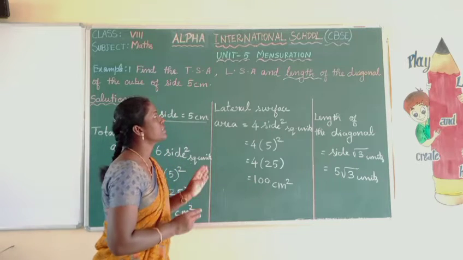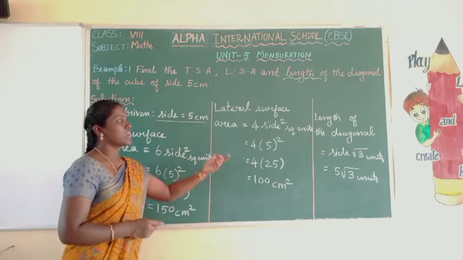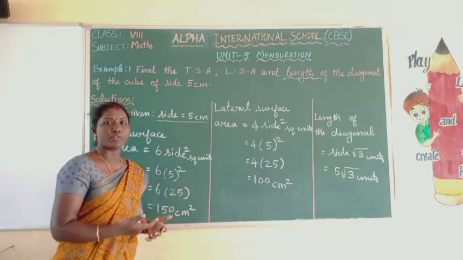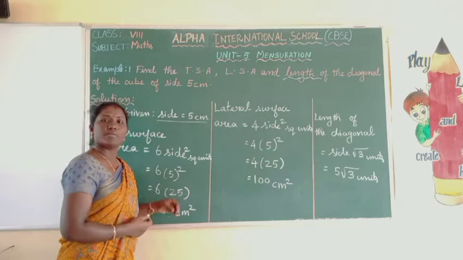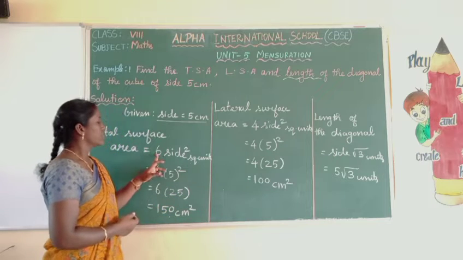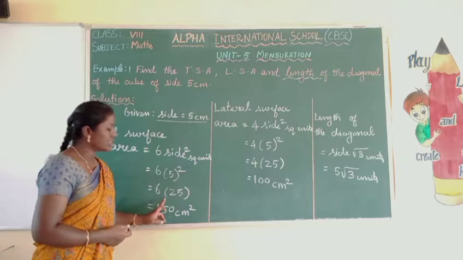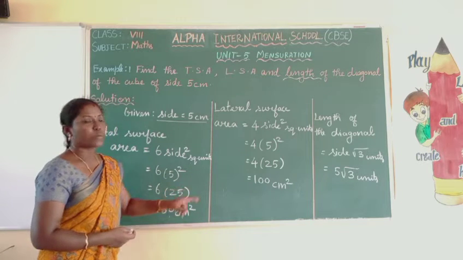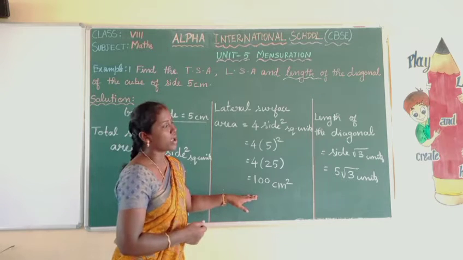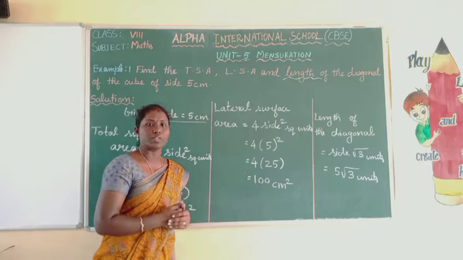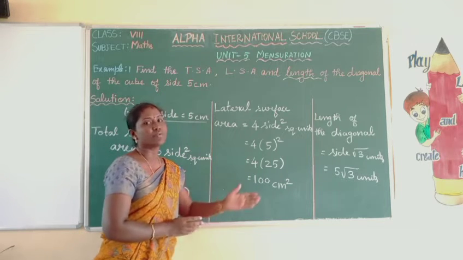Okay, so see how simple it is. For a cube, if you remember these formulas, what is total surface area, lateral surface area, length of the diagonal, by knowing the side, just by substituting the values, we can get the answer. Total surface area is 6 into side square. Side is 5. 5 5s are 25. 6 into 25 is 150. Likewise here, 4 into side square, so we got the value as 100 centimeter square. And side into root 3. Side value is 5. 5 and root 3, we can't multiply that, so conclude the answer is 5 root 3 units.